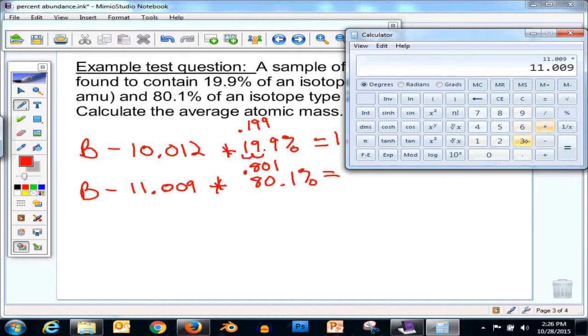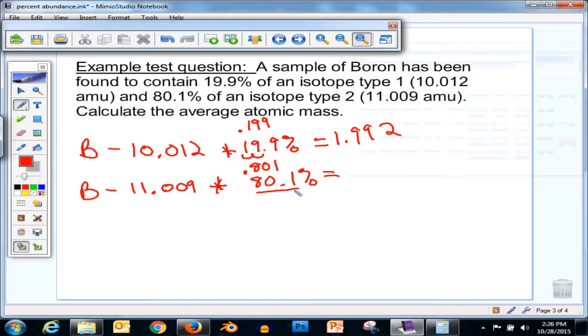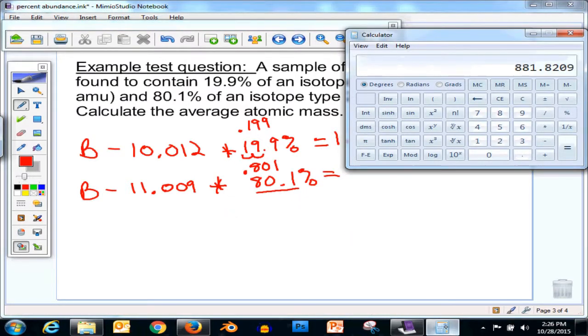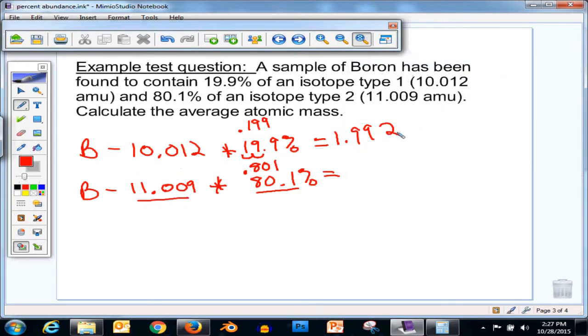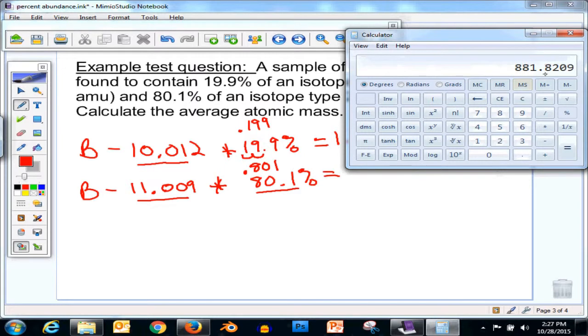11.009 times 80.1. Now notice this, I did this on purpose. I accidentally multiplied times this. I wanted to show you that the number you get should be less than whatever this number is. So see, 1.992 is less than 10, so that's got to be somewhat correct. But look at this number. Way, way too big. So we need to make sure that we multiply times the decimal.